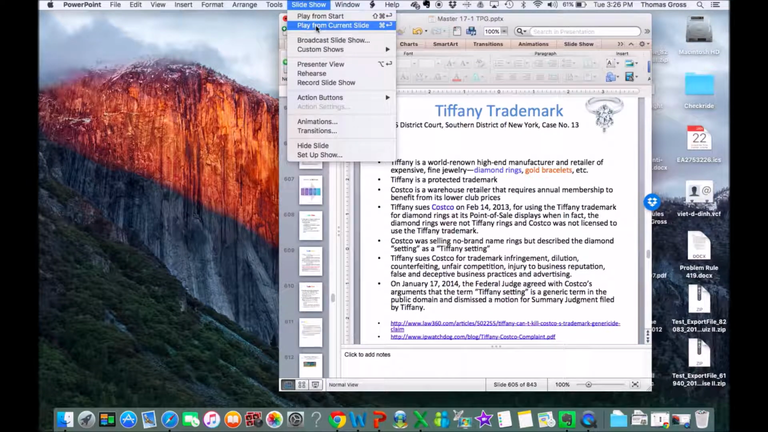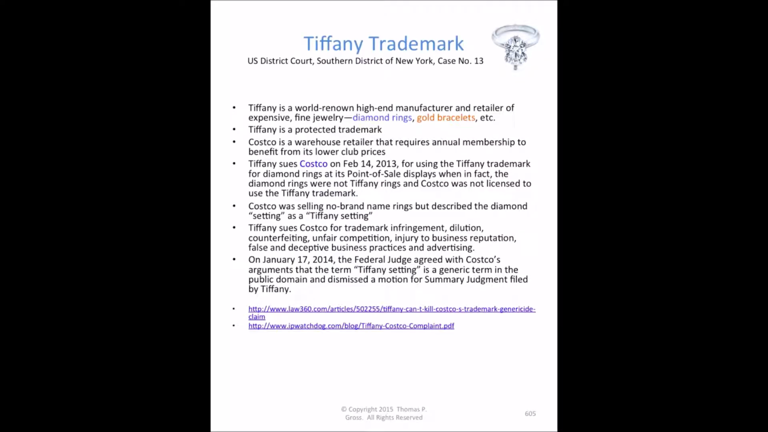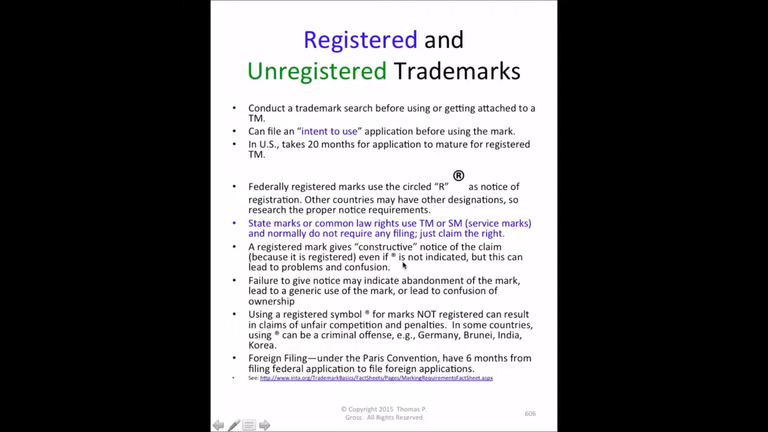So, as I was saying, Tiffany sued Costco for trademark infringement, and they lost. The court ruled that Tiffany's setting was a generic term, and Tiffany had no protection in that.